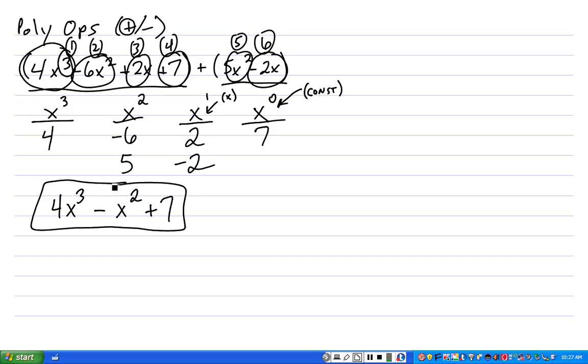Alright? Let's look at another one. Let's say we have 7x squared minus 3x plus 4, plus negative 2x squared minus 8x plus 11. Alright, so a trinomial plus another trinomial.